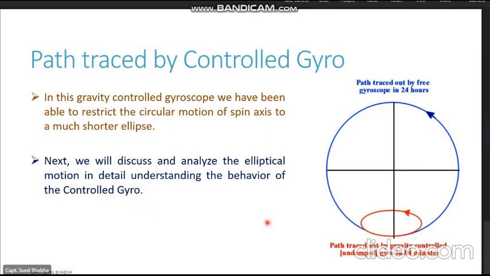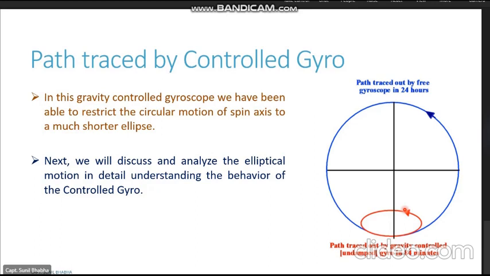Arising in our mind is: why does the controlled gyro follow an ellipse? Why doesn't it make a small circle, or why doesn't it move in, let us say, a square kind of motion or a triangular motion? Why only elliptical motion? And why does the ellipse behave in this way? Why is it so small? Why does the spin axis move back from here?